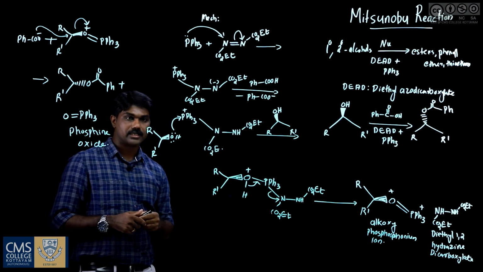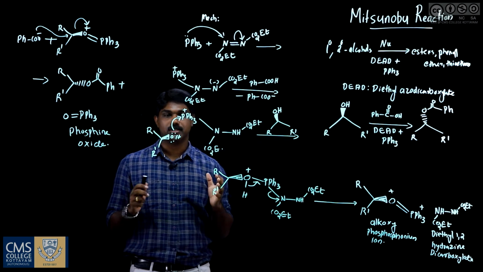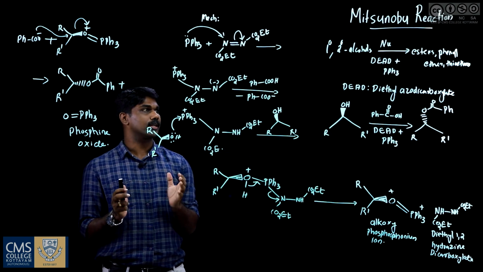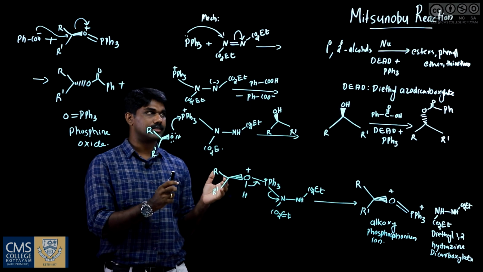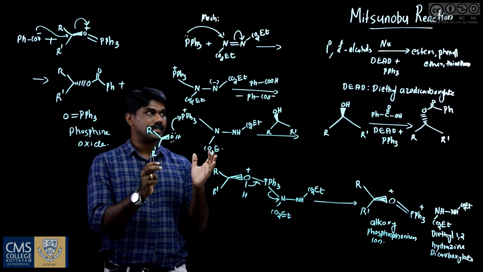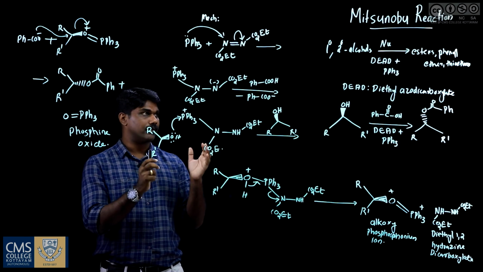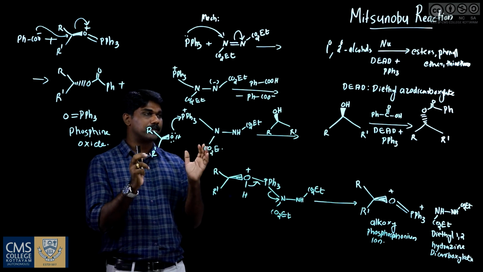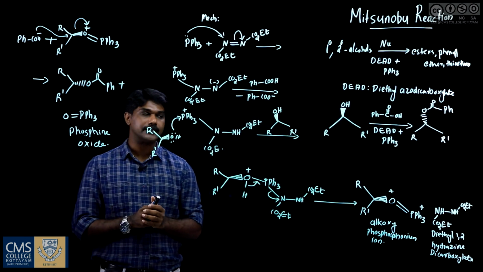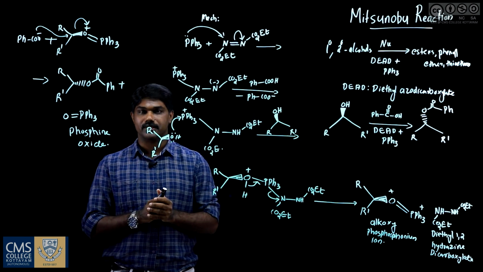So this is about the Mitsunobu reaction. The Mitsunobu reaction is a reaction of primary and secondary alcohols to a variety of products like esters, ethers, thioethers, etc., by reacting them with various nucleophiles in the presence of DEAD and PPh3, and the special attraction of this reaction is the inversion of the stereogenic center.